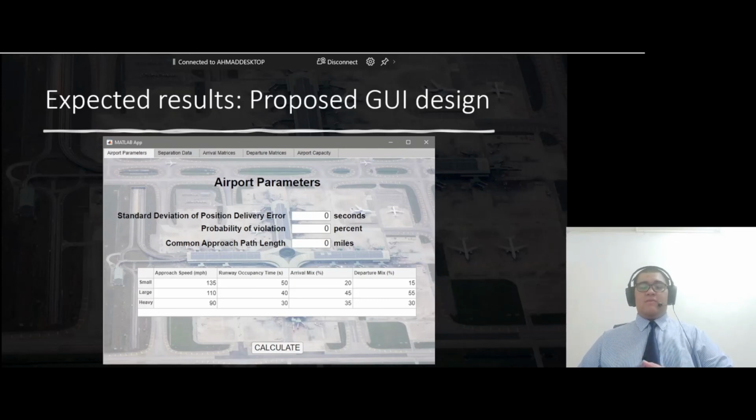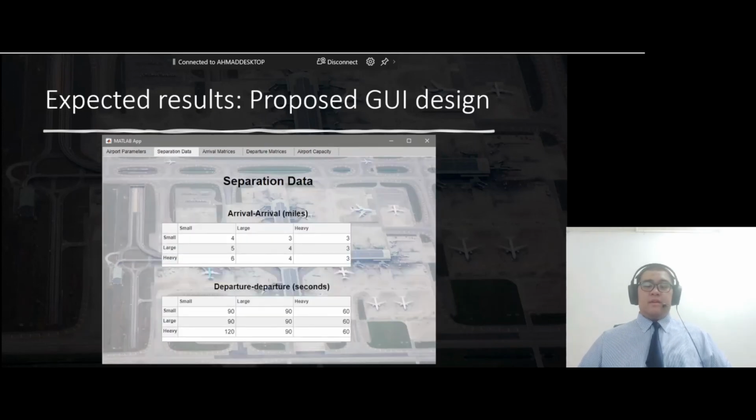For the first tab, we have the airport parameters. This is where the user enters the standard deviation, the probability of violation, the common approach path length, and this is the airport's data. For the second tab, this is the separation data for arrival and departure cases, respectively. So for arrival, we have miles. For departure, we have seconds.